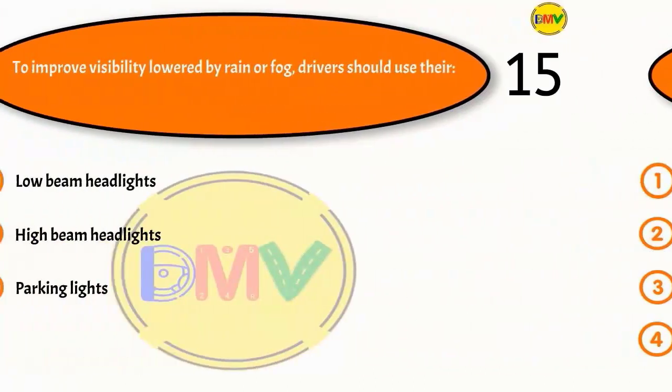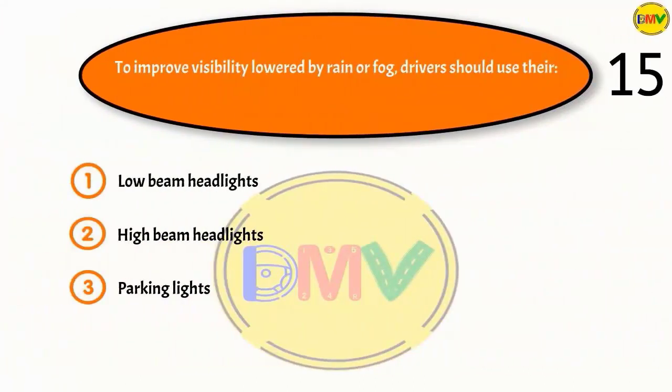The question 15. To improve visibility lowered by rain or fog, drivers should use their 1. Low beam headlights. 2. High beam headlights. 3. Parking lights.